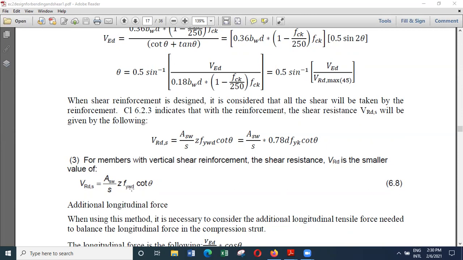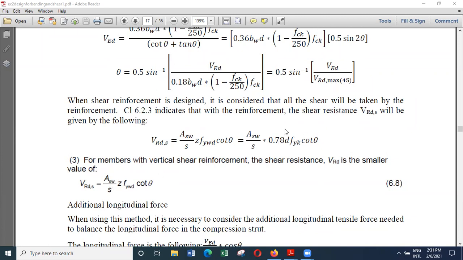And fywd is the strength of steel divided by 1.15. And Z is 0.9d. And fywd is fyk divided by 1.15. So you'll find that the shear force carrying capacity of reinforcement is given by 0.9d divided by 1.15 times stress in steel, or strength of steel, multiplied by area of steel divided by the spacing, that gives the total shear carrying capacity over a certain length.